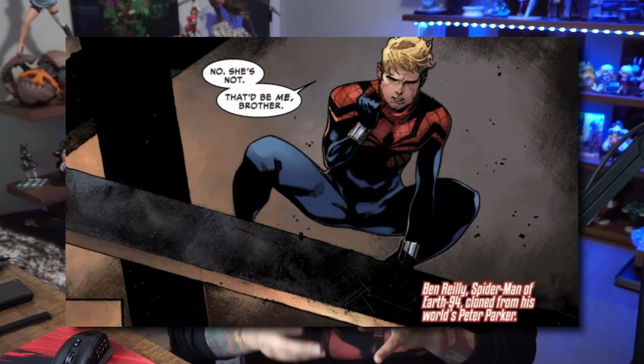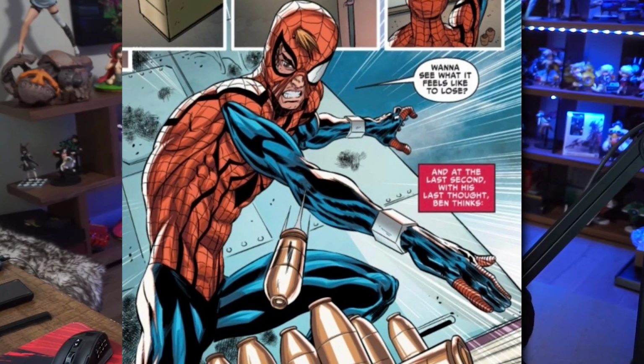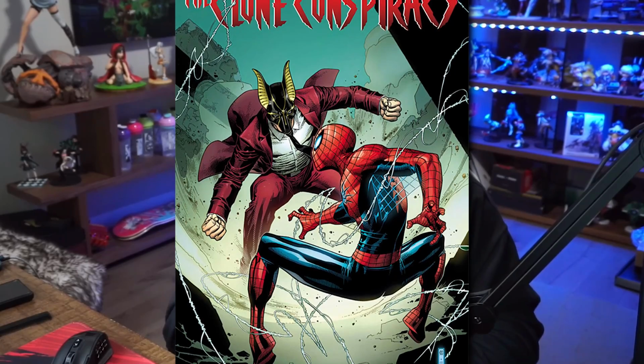Ben Reilly would then pop up occasionally for some weird stuff in the middle just to basically imply something may or may not have been happening. The only real important one was that he popped up in the original Spider-Verse event. Like, there was a version of Ben Reilly who then got a very heroic death. The fans loved that. But the actual Ben Reilly, the one from the 90s storyline, didn't come back until the storyline known as Clone Conspiracy.